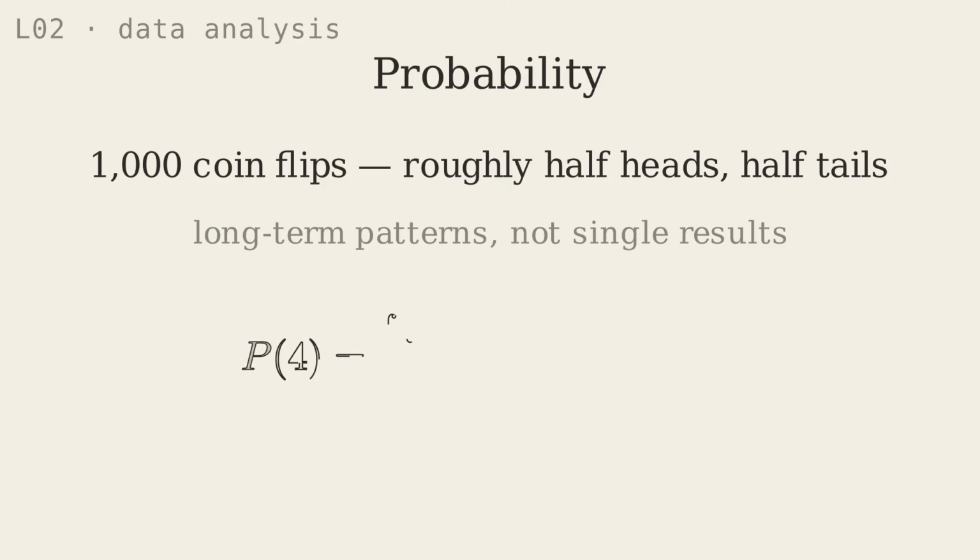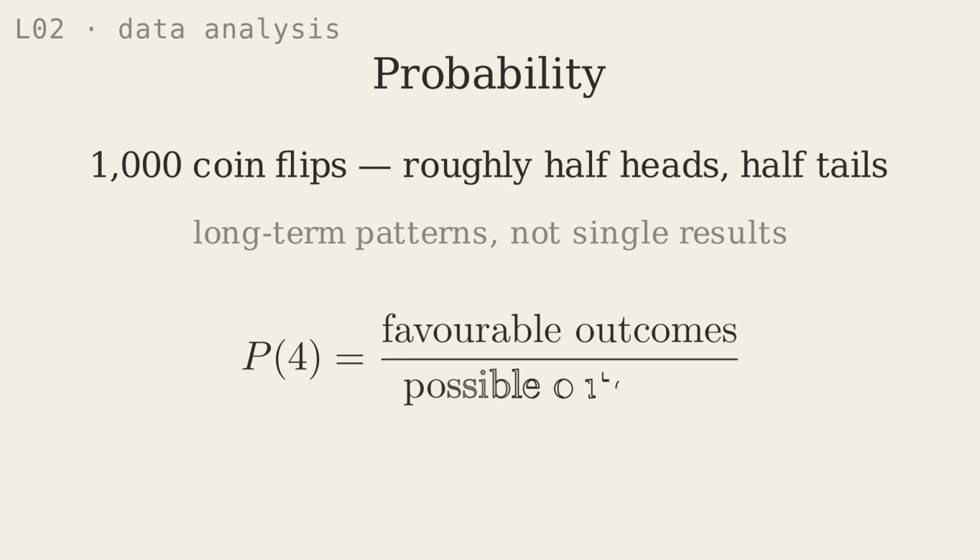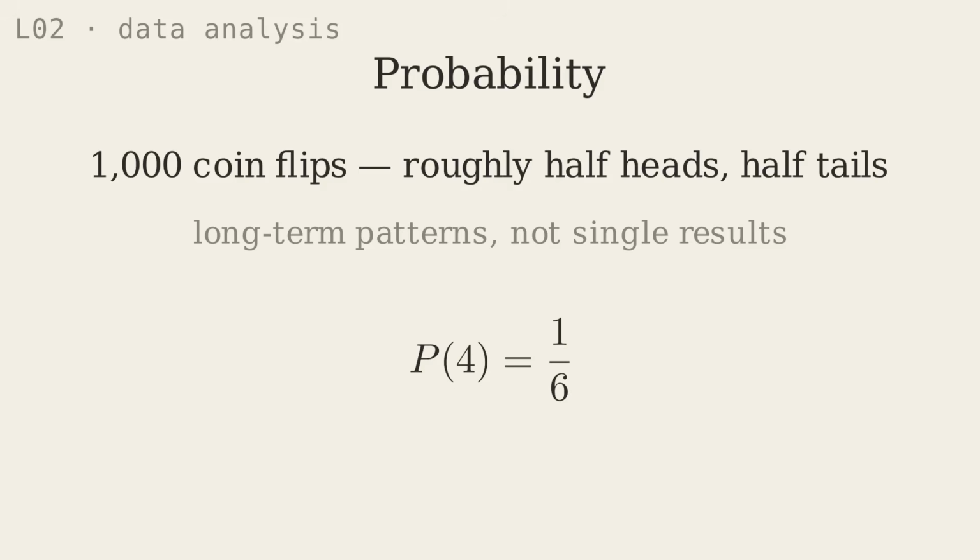A basic probability is calculated by dividing the number of favorable outcomes by the total number of possible outcomes. For example, a standard 6-sided number cube has 6 possible outcomes. Only one side shows the number 4. Therefore, the probability of rolling a 4 is 1 out of 6.